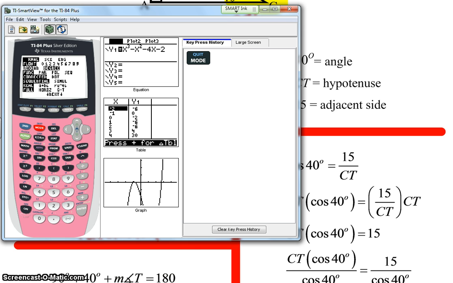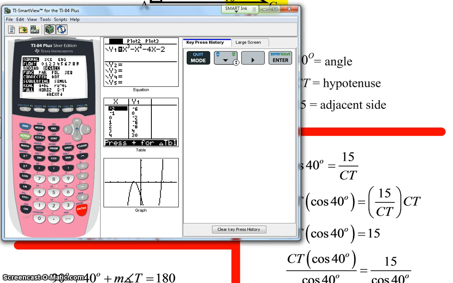That's the third one down, so you would arrow down. If yours is highlighted on radian, then you want to arrow over to degree. You want this one to be highlighted in black, and then press enter. That will put your calculator in degree mode.